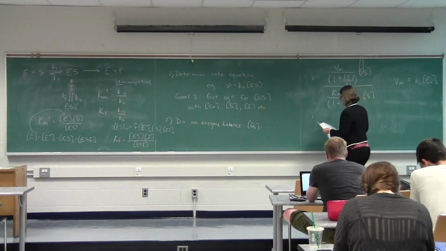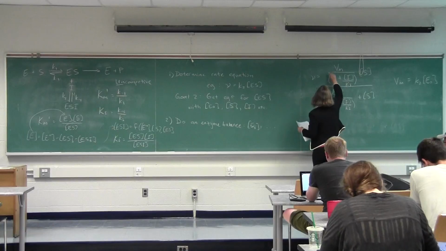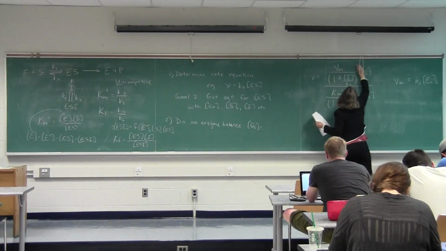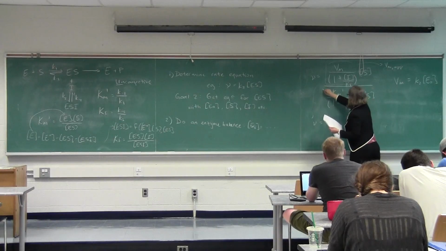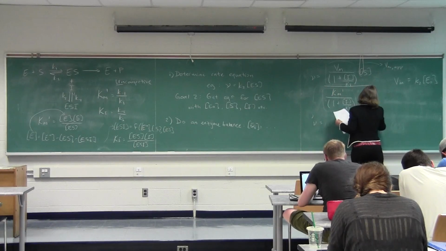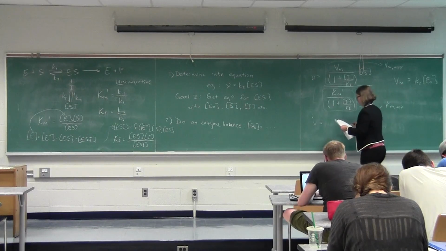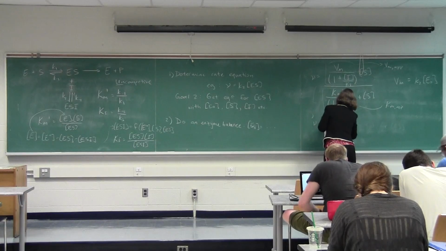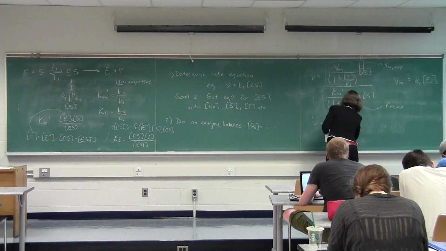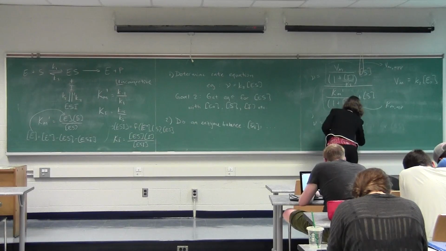Okay, so the other thing we have, we can call this VM apparent, and this KM apparent. Now we can rearrange it so it's rate equals VM apparent times S over K prime M apparent plus S.